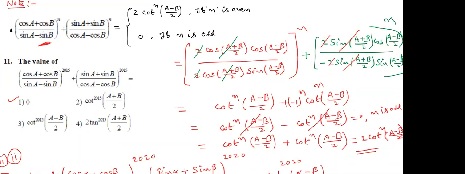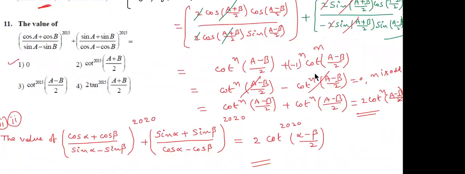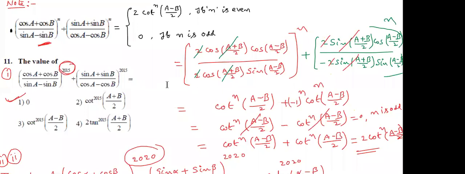Now in the examination they will give questions like this. See here, the 11th one and the 11th second bit. You have to think of the 11th first bit and second bit. Here the power is 2015, an odd number. That's why the answer is 0. Here the power is 2020, an even number. The answer is 2 cot power 2020 of (alpha minus beta) by 2. In the examination, you will do it within 1 minute whenever you know the shortcut formula. Otherwise it will take time. Yes or no? Right.